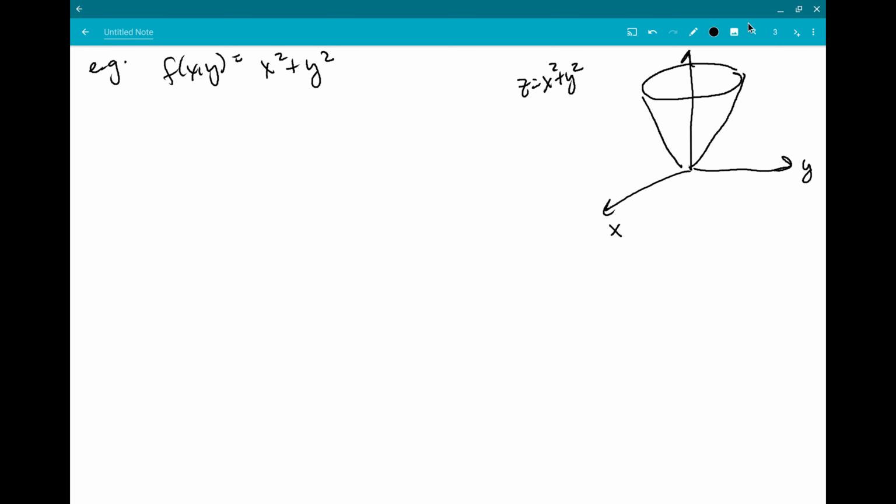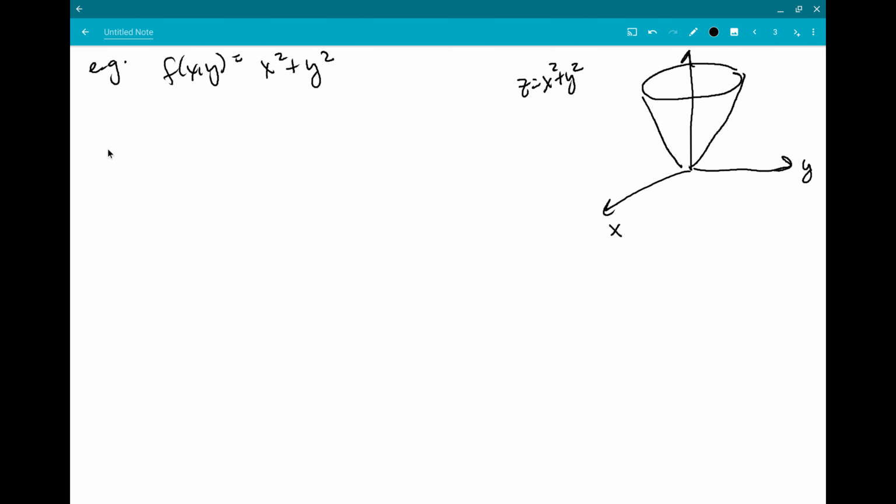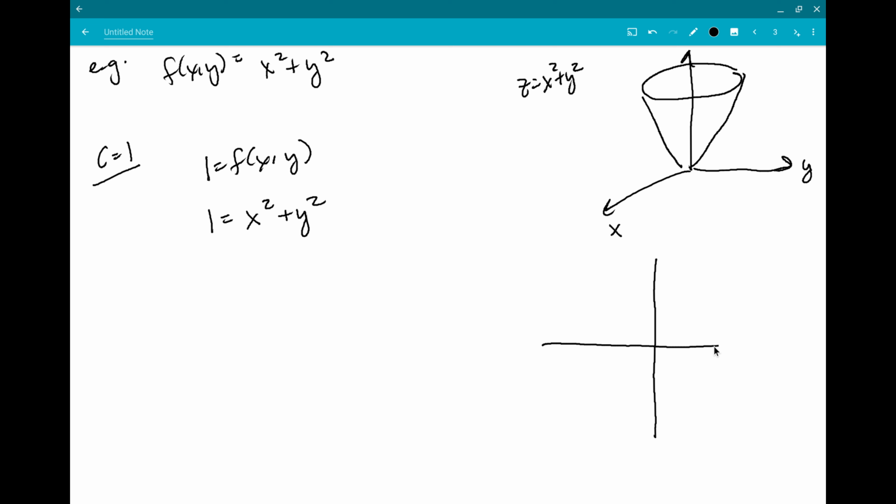All right, but if I want to actually generate the level curves, I can follow the steps I wrote just now. So I'm just going to pick a random number c and set f of x, y equal to c. I'm going to say, okay, I want c equal 1. Then I say 1 equals f of x, y. That is, 1 is equal to x squared plus y squared. And then I told you, you solve y equals plus or minus the square root of 1 minus x squared.